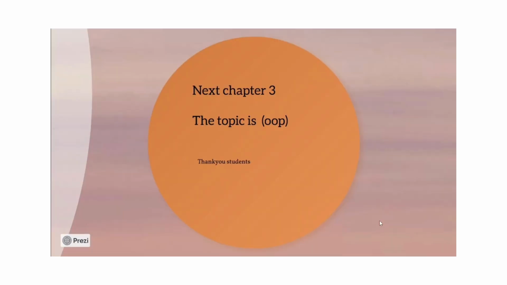I hope the AJAX, JSON and XML concepts are understood clearly. If you have any confusion, rewatch this video so that you understand. Later, in our third chapter, we are going to see the topic OOP. OOP is a very important concept in JavaScript, object-oriented programming, and we will learn it in depth in our next chapter.